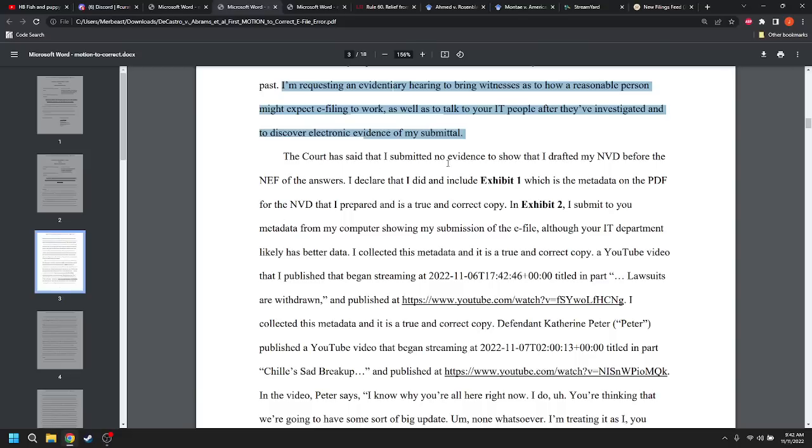The court has said I submitted no evidence to show that I drafted my NVD before the NEF of the answers. Notice of electronic filing of the answers, I'm guessing. I declare that I did. See, you submitted, past tense. Now you're going to try to submit evidence that you had and you failed to submit.